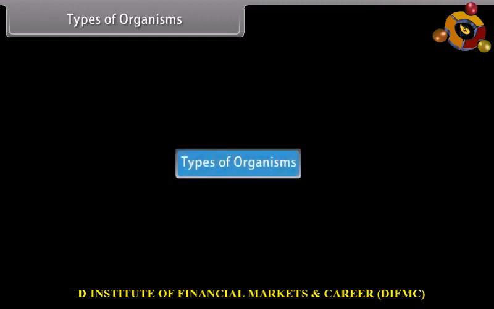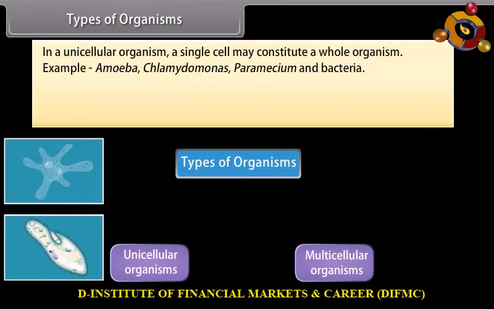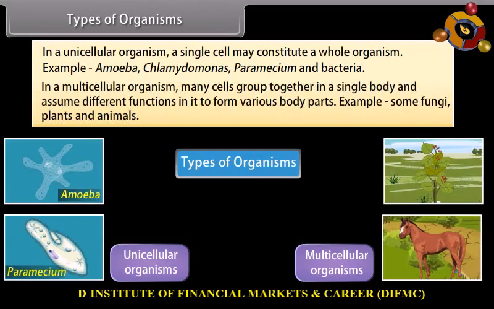Types of organisms. Unicellular organisms, multicellular organisms. In unicellular organisms, a single cell may constitute a whole organism. Example, amoeba, Chlamydomonas, Paramecium, and bacteria. In multicellular organisms, many cells group together in a single body and assume different functions in it to form various body parts. Example, some fungi, plants, and animals.